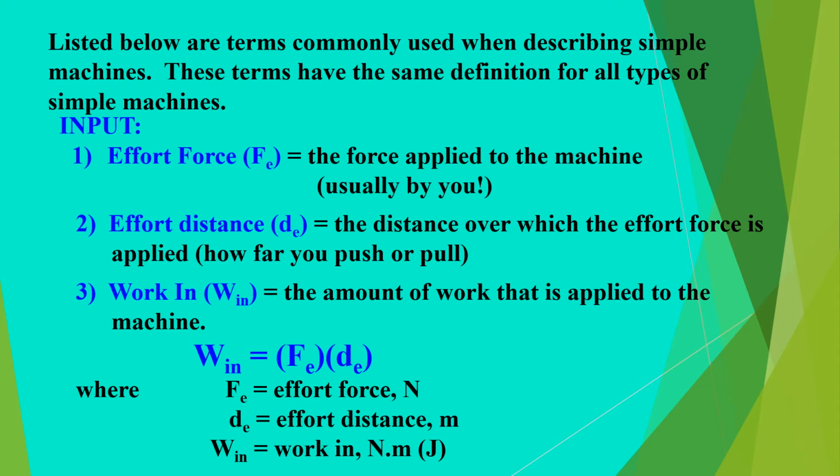Work in, which is given the symbol W_IN, is the amount of work that is applied to the machine, where W_IN equals F_E times D_E. F_E is the effort force in newtons, D_E is the effort distance in meters, and W_IN equals the work in newton meters or joules.